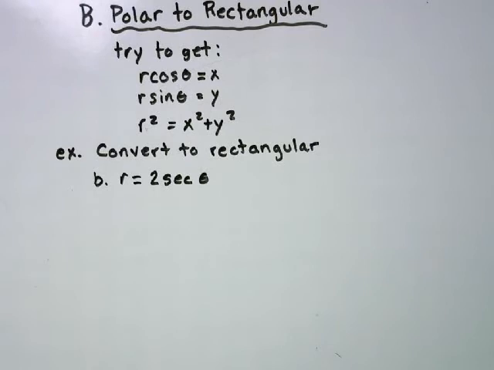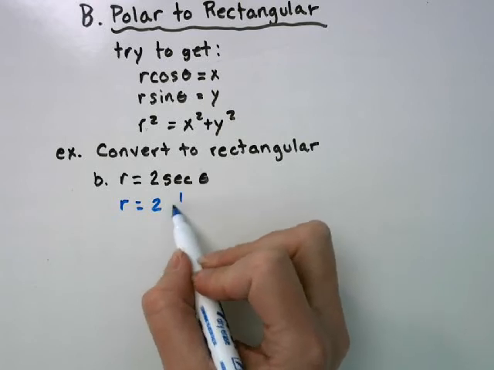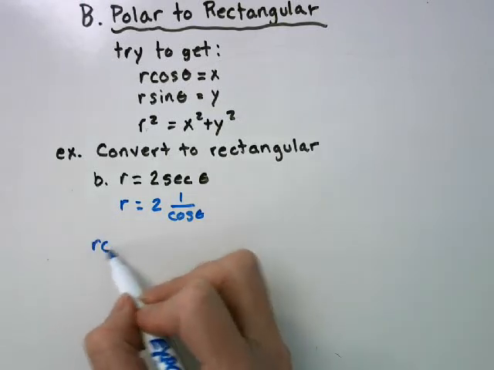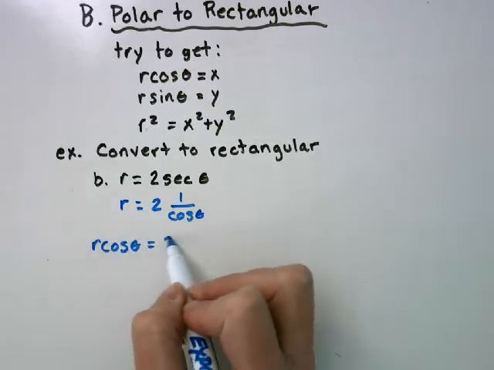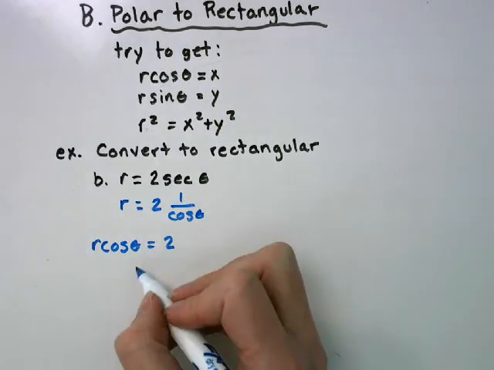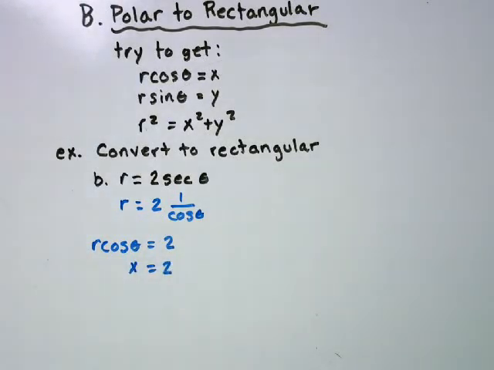Here's our next one. r equals 2 secant of theta. So first I'm going to use my identity. Secant is 1 over cosine. So then I can multiply by cosine. So our cosine theta equals 2, which means x equals 2. So this would be a vertical line.